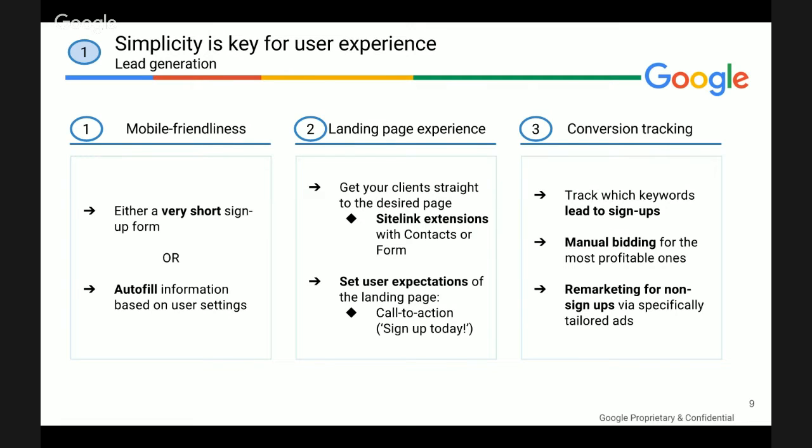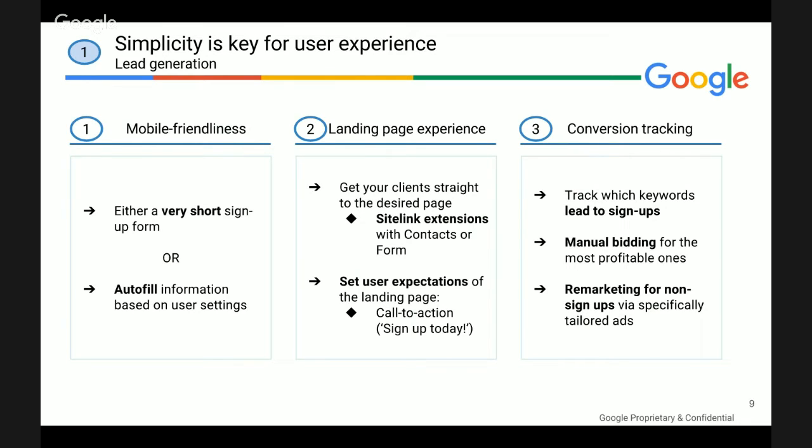So there are 3 things that we would emphasize for you to focus on. First of all, it's mobile friendliness. I mentioned a couple of moments ago that the mobile screen is very specific. That's why mobile friendliness in terms of lead list would mean that for the sign-up form, you should either have it in a very short form, that is the most essential information that you want to get from the customer, or you should have autofill information enabled, which would allow the customers to basically have the lead form filled out for them based on their profile that they're logged in, etc.